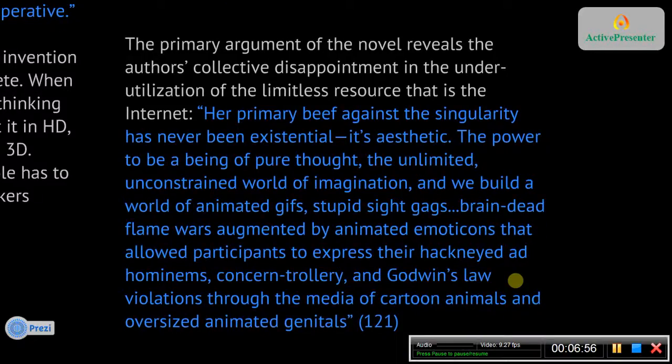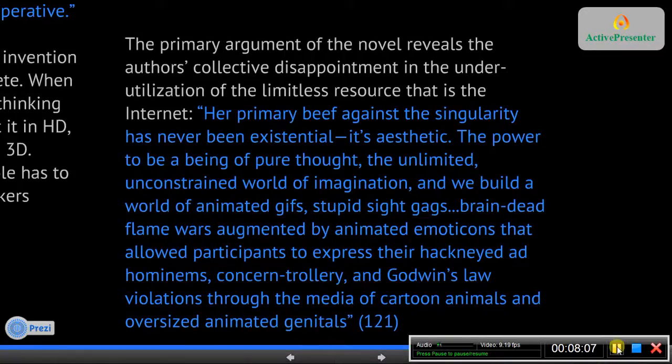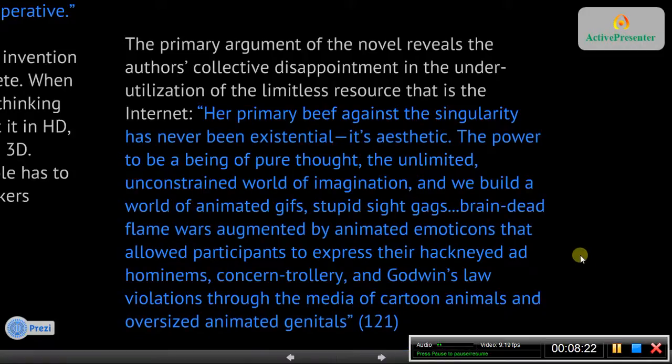The primary argument of the novel reveals the author's collective disappointment in the underutilization of the limitless resource that is the internet. Her primary beef against the singularity has never been existential, it's aesthetic. The power to be a being of pure thought, the unlimited, unconstrained world of imagination, and we build a world of animated gifs, stupid sight gags, and brain-dead flame wars, augmented by animated emoticons.